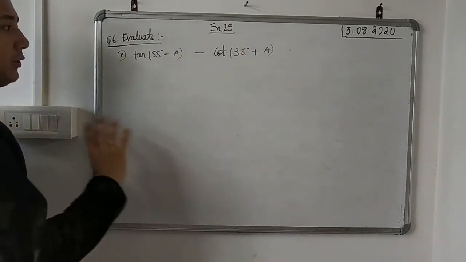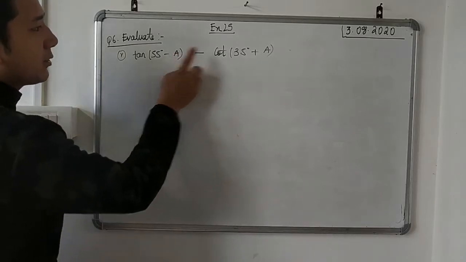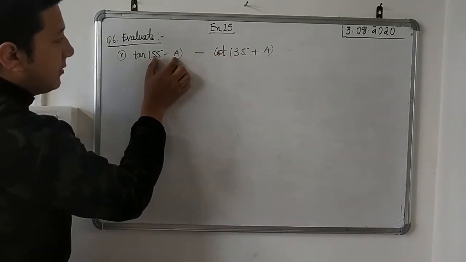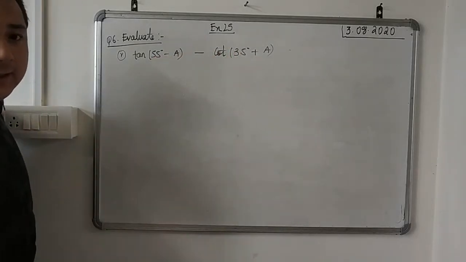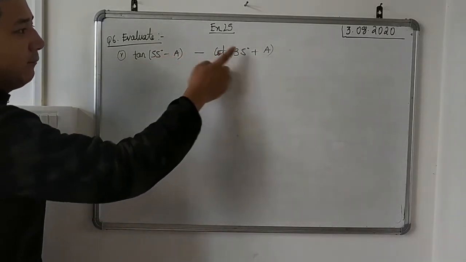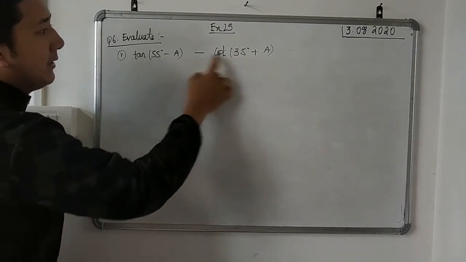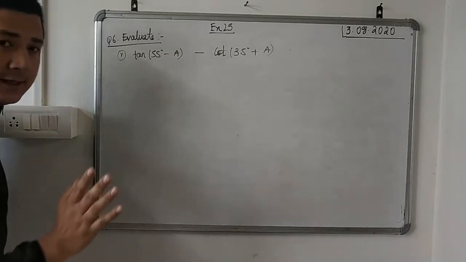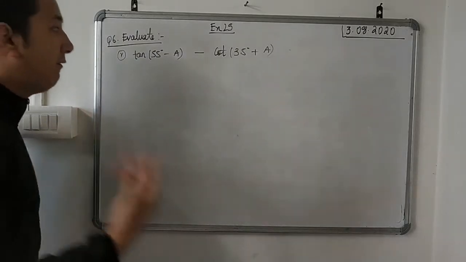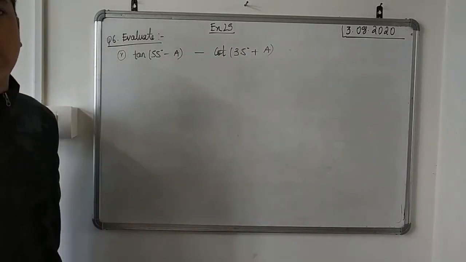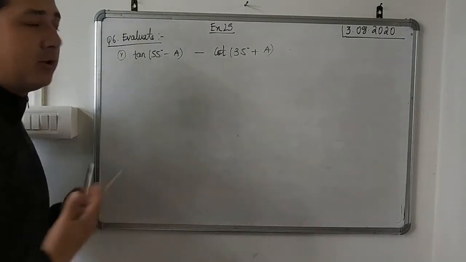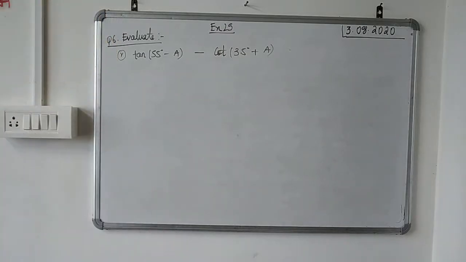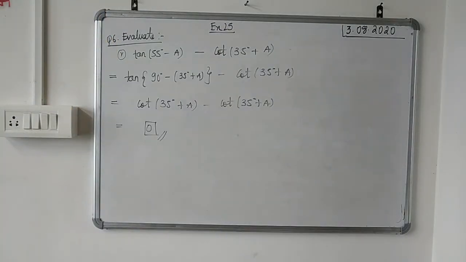So here also I want to tell you, first focus on the angles. If we add this angle and this angle, are you getting 90? Obviously 55 plus 35 is 90, minus A plus A is 0. So if I add these two angles, I am getting 90. In fact this and this are complementary to each other, isn't it? So what I am going to do is change any one of them. So just 2 lines problem. Pause the video and I'll show you the steps now.